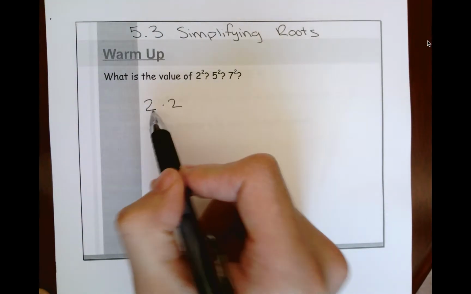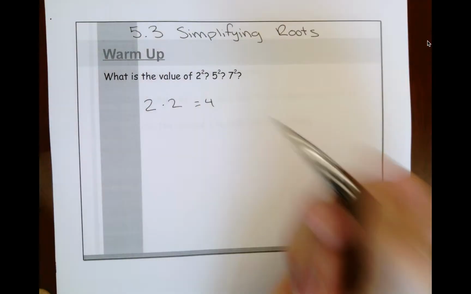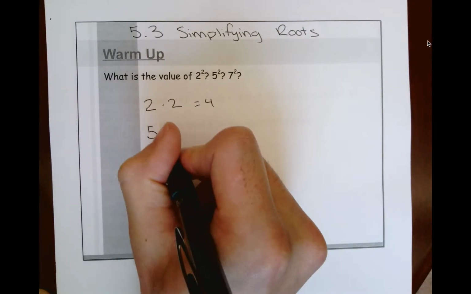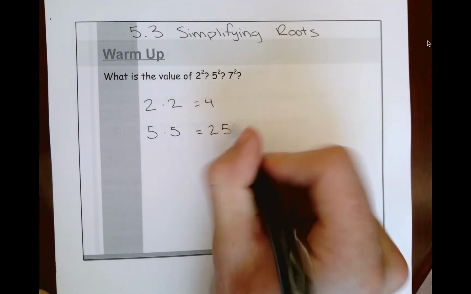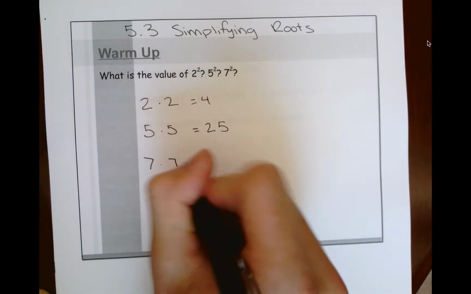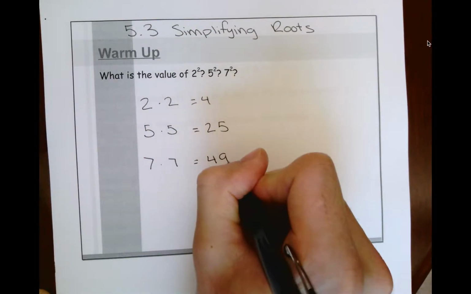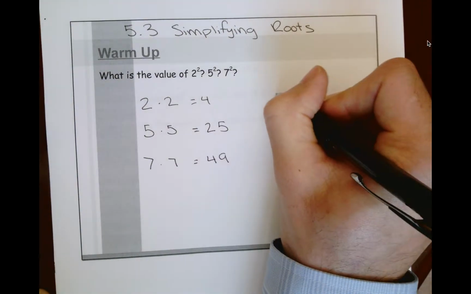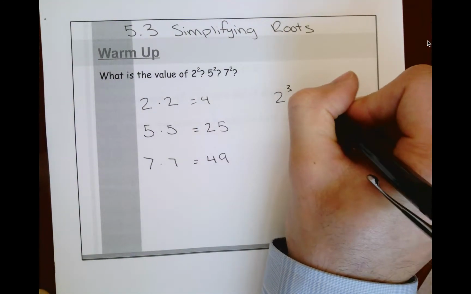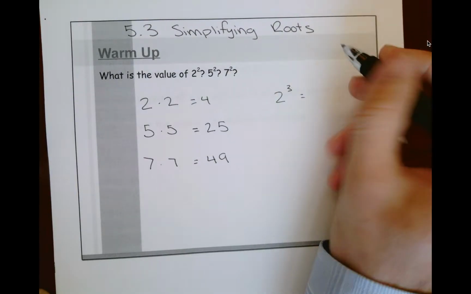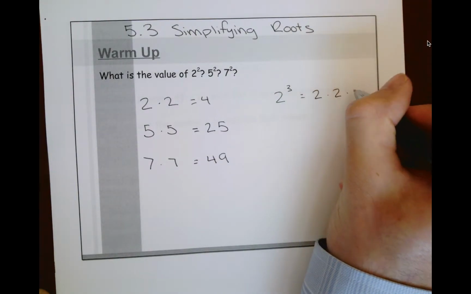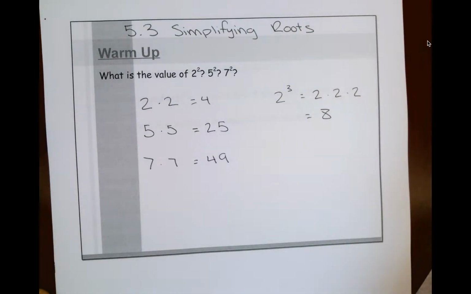So 2 squared is really 2 times 2, which would be 4. 5 squared is saying 5 times 5, which is really 25. 7 squared would be 7 times 7, which comes out to be 49. And if we said 2 to the third, it would be the same exact thing. In this process, it would be 2 times itself 3 times. 1, 2, 3, which would come out to be 8.